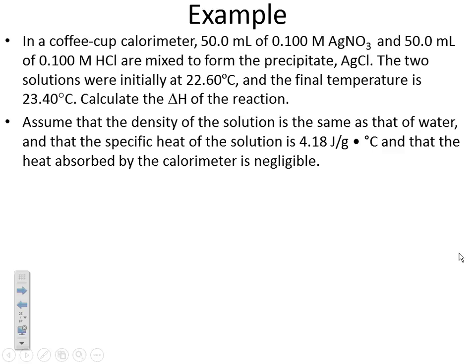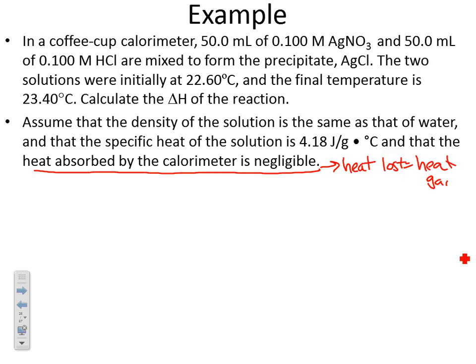Then we have some assumptions which are also important. Assume that the density of the solution is the same as that of water, and that the specific heat of the solution is 4.18 joules per gram degree Celsius. Hey, that's the same as water. And that the heat absorbed by the calorimeter is negligible. So, this last bit. What this is saying is that heat lost is equal to heat gained. We are going to assume that heat was transferred perfectly here. That's what that is telling you. Assume that the heat lost by the calorimeter is negligible. It means we're going to assume that heat was perfectly transferred.